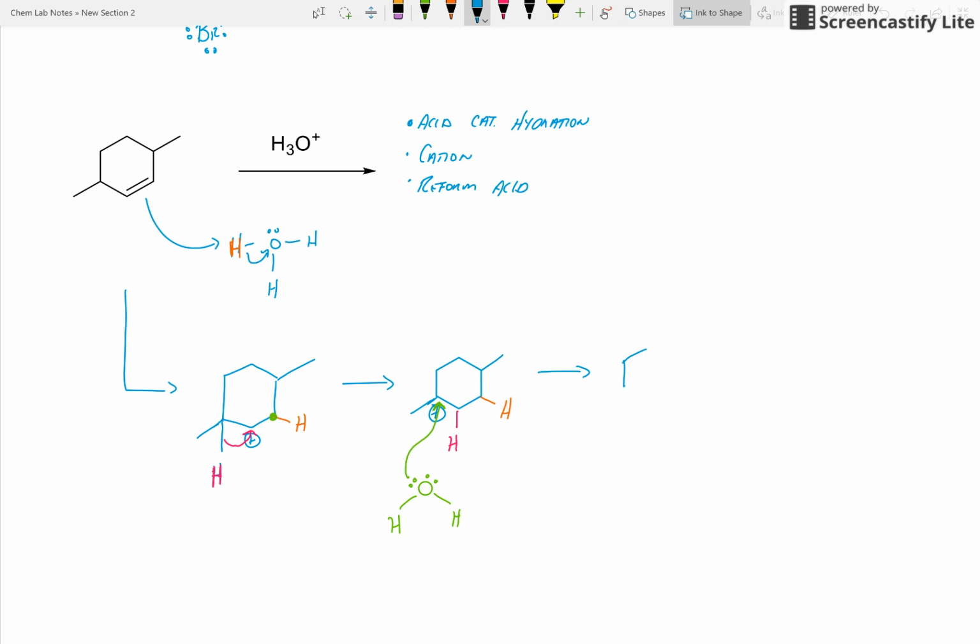Right? Let's just draw that a little bit better. Okay. So we have our green bond there to our water that came in. All right, we got the plus charge on that oxygen because we have 3 bonds to it. So the problem we have to deal with now is getting rid of that plus charge on the oxygen. So some more water is going to come in and help it out. Make a bond to hydrogen, break a bond to hydrogen.